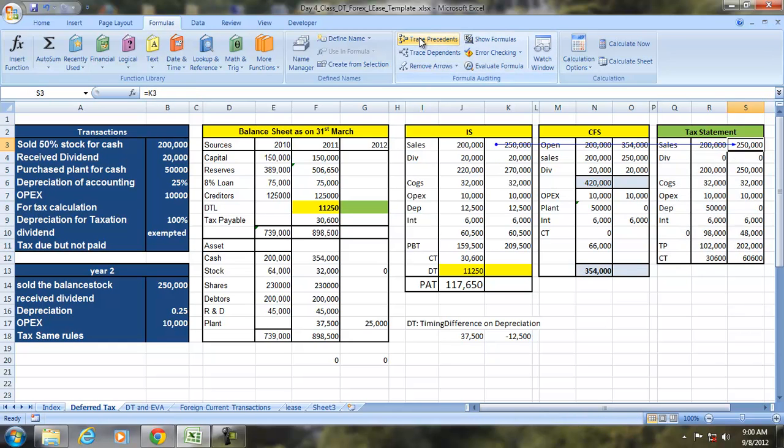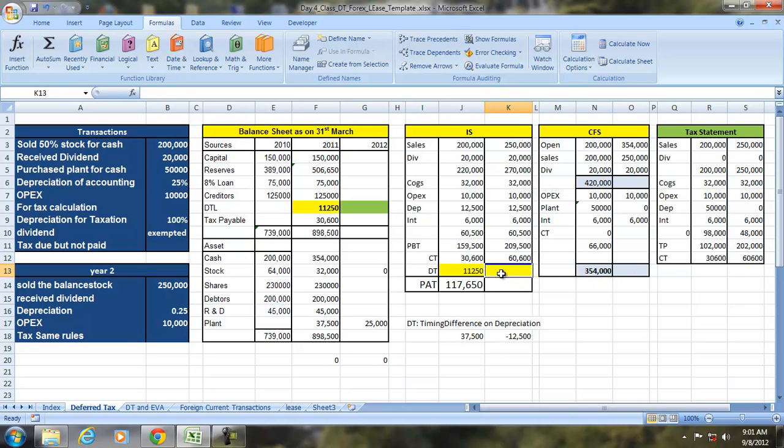But to calculate the tax, we have to go back to the tax statement. In the tax statement, we can see the sales is taxable, dividend is not. The COGS, cost of goods sold, is the same as the income statement. Operating expense is the same as accounting, but depreciation is not the same as accounting because you have already claimed 100% depreciation in the previous year. Interest is the same as accounting. So the summation of expenses is 48,000. Tax profit is 202,000. Assuming the tax rate to be 30%, the tax payable is 60,600, and that is called the current tax.